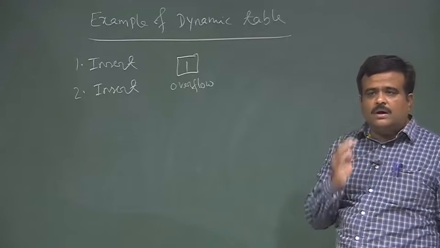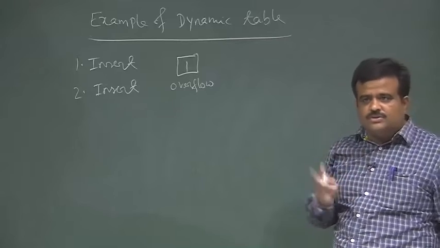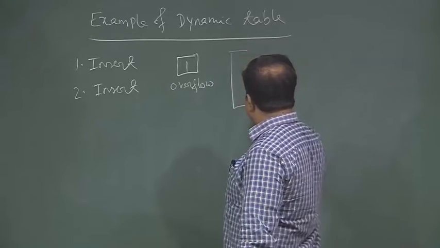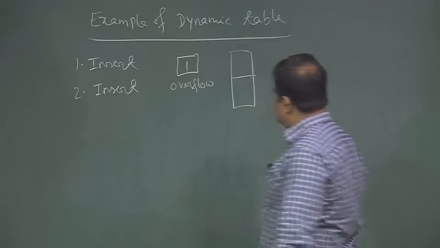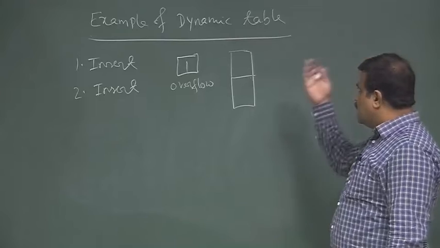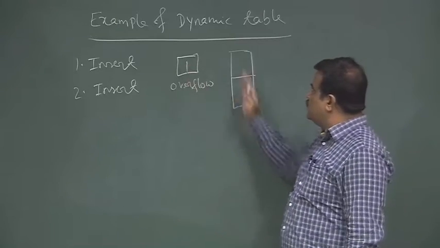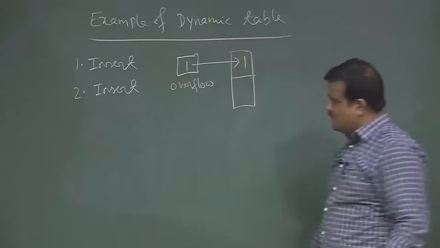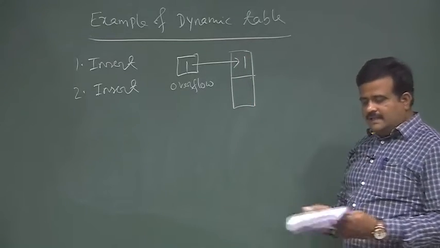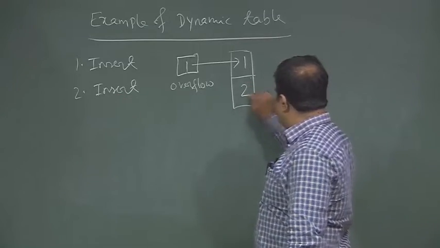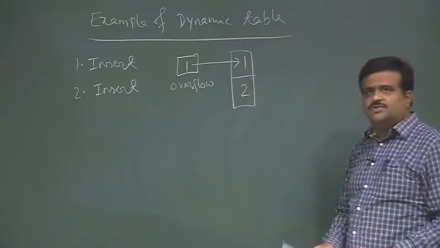Then we have to allot a new table which is larger than this. So, suppose we allot a new table of size 2 now. And now we have to shift the content of the old table to the new table. So, we shift this one to here. And then what do we do? Then we insert this item number 2 here. So, this way we continue.